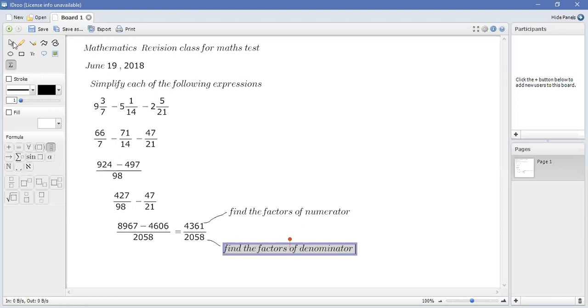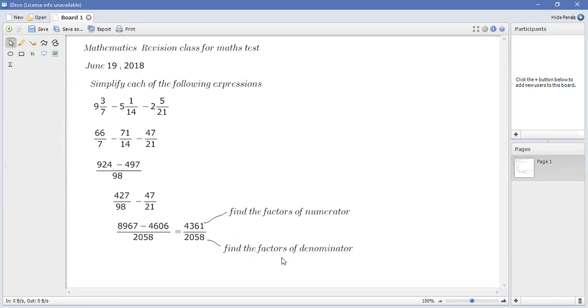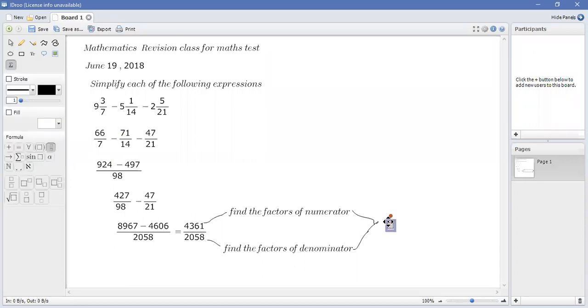All right. So when you find the factors of both the numerator and the denominator, then your next step after that is to find the common factor, the highest common factor that is.